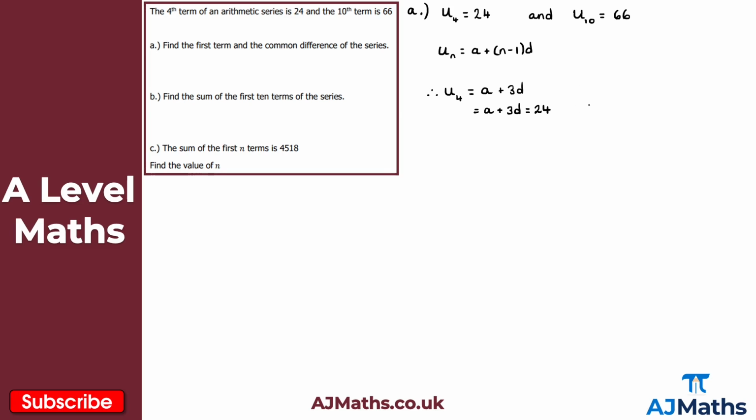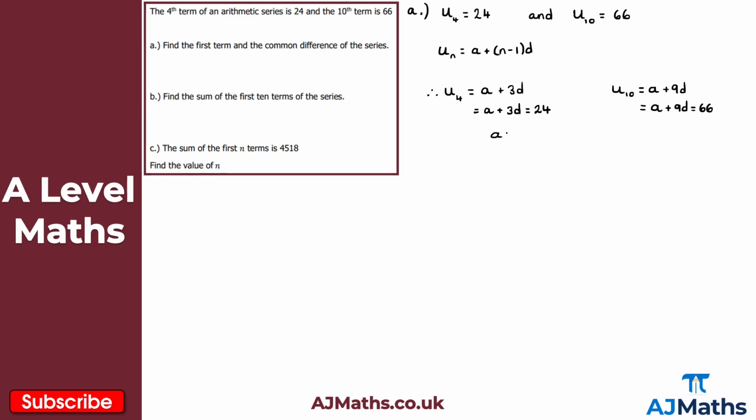Doing the same now for U10. The 10th term here would be equal to a plus 10 minus 1 times d, so that would be a plus 9d. And this here we know is equal to 66. So a plus 9d is equal to 66. Now, what I'm going to do here is rearrange both of these so that a is the subject, and then I can set them equal to each other.